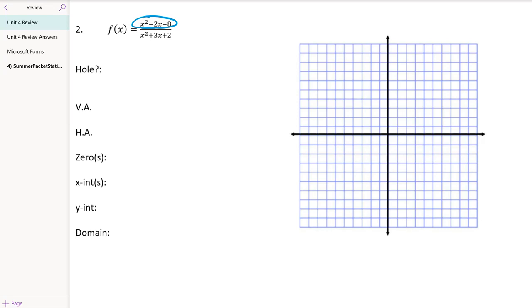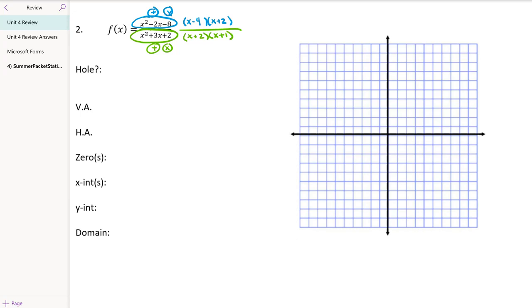So factor this. Multiplies to get -8, adds to get -2. So remember, multiply, add. Now, hopefully that is an easy one. We need a -4 and a +2. Okay. Next, let's factor this. Add to get +3, multiply to get +2. Again, hopefully another easy one.